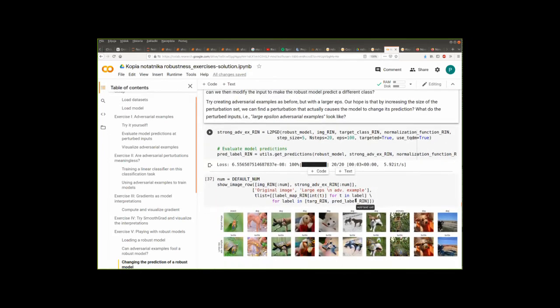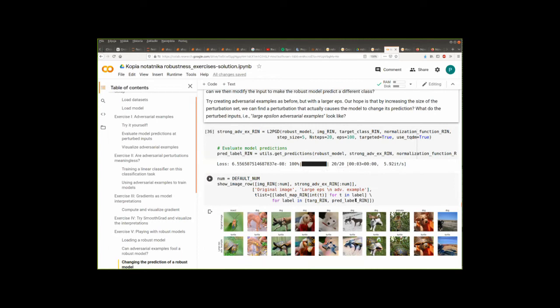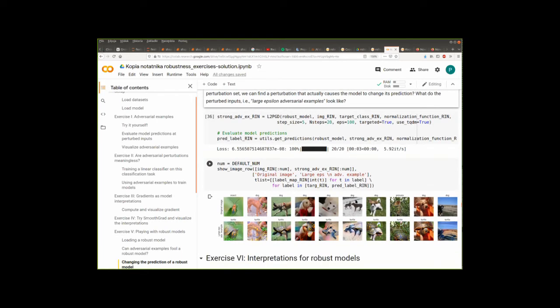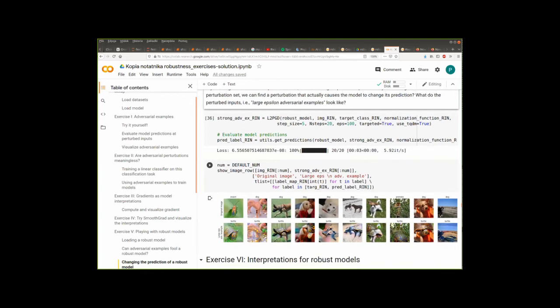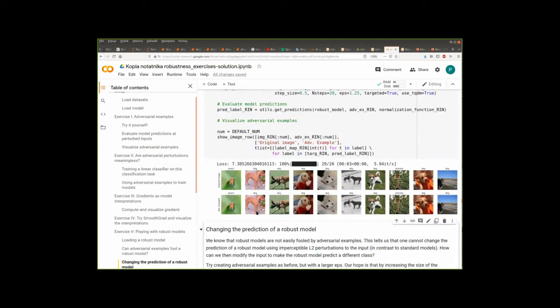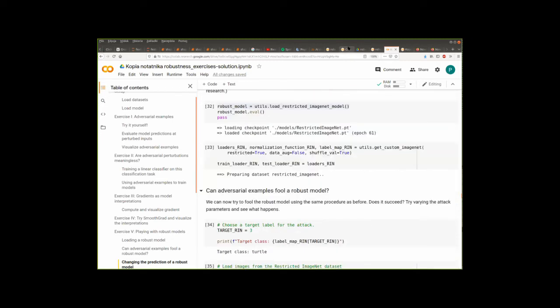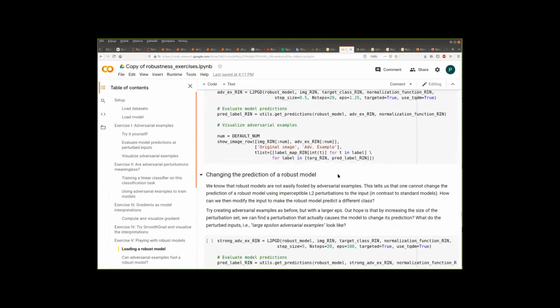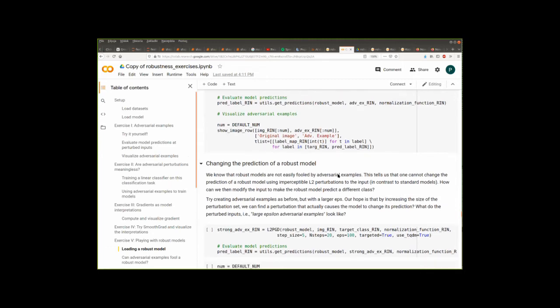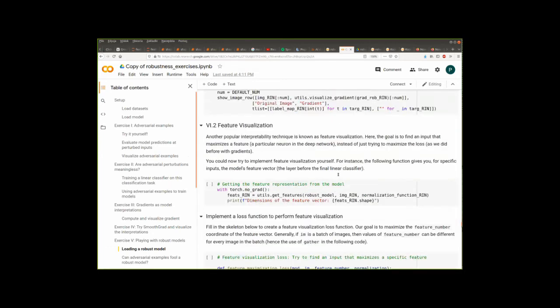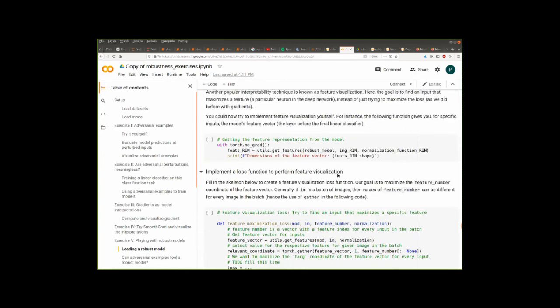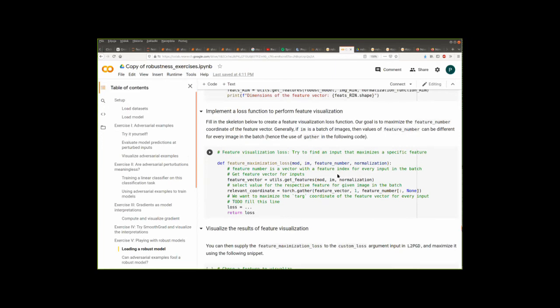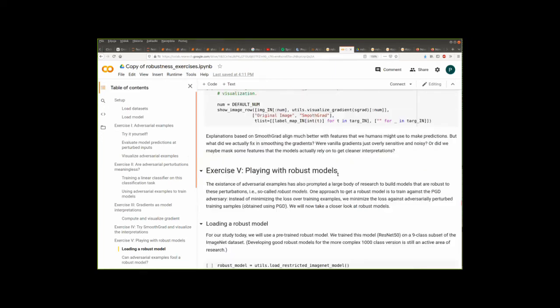In the next cells you will try to see what happens when we try to... give me just one moment, I'm a bit lost. Playing with robust models.